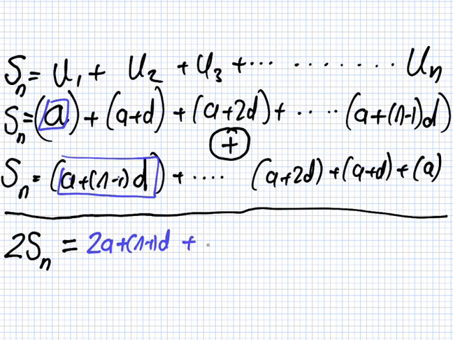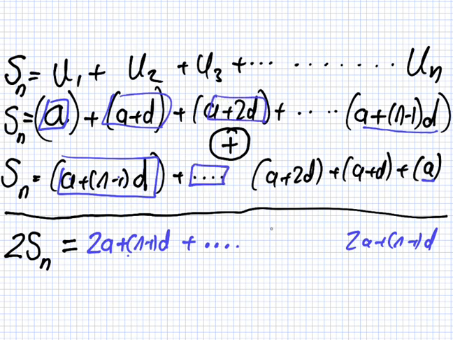Now let me skip the ones in the middle and jump to the end. You see this one here? Plus this one here? It's the same as this. So this is 2A plus n minus 1D. Now, in fact, what's going to happen here is each time you add two of these together, it's always the same number. You actually always get this number each time.